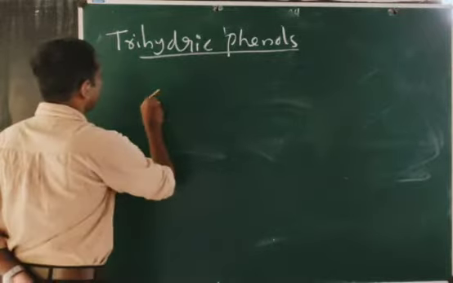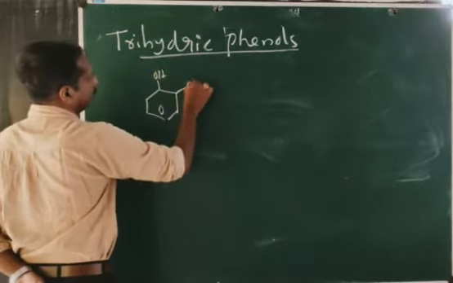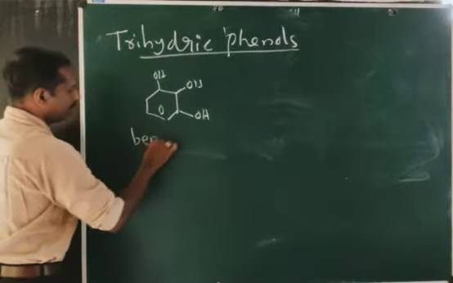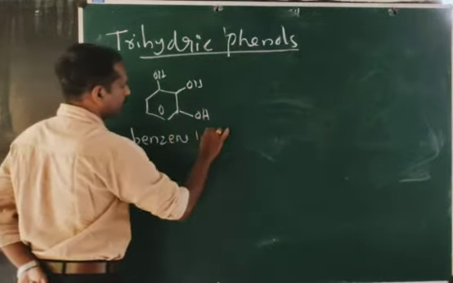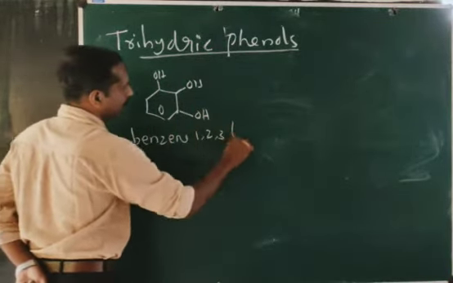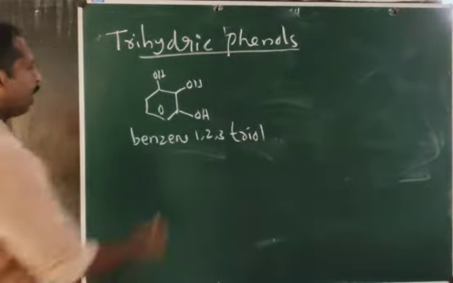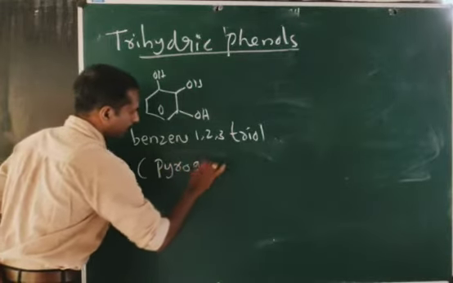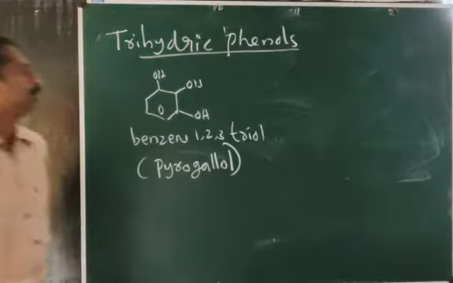So look here. Example, OH, here is OH, and here is also OH. What is this one? Benzene 1, 2, 3 triol, which is known as pyrogallol.